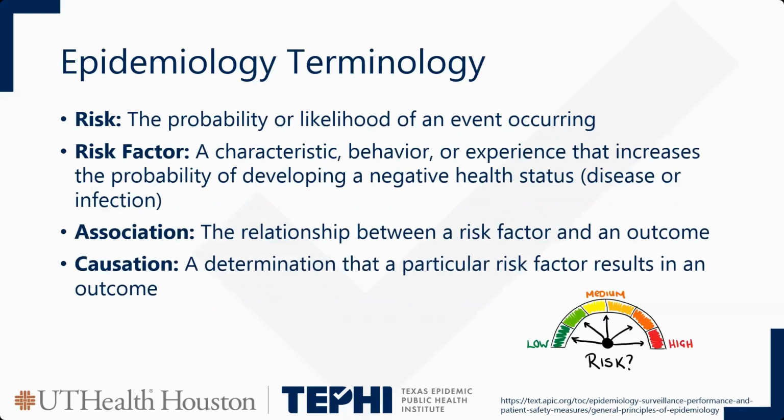Here is some basic terminology that you should be familiar with. The first is risk. Risk is the probability or likelihood of an event occurring. For example, the risk of developing a CAUTI or a CLABSI is just a probability of developing a CAUTI or a CLABSI. A risk factor is a characteristic, a behavior, or an experience that increases the probability of developing a negative health status. So for example, having a central line or urinary catheter is a risk factor for developing an HAI. Association is just a relationship between a risk factor and an outcome, while causation is the determination that a particular risk factor results in an outcome.